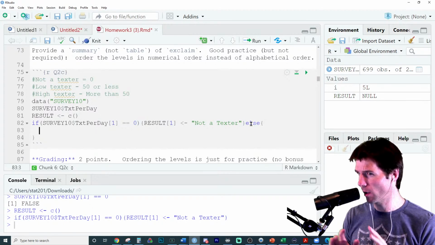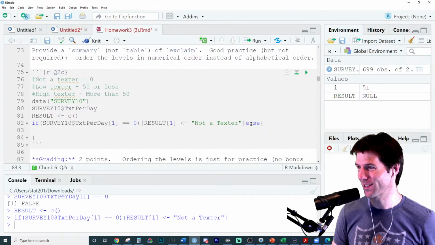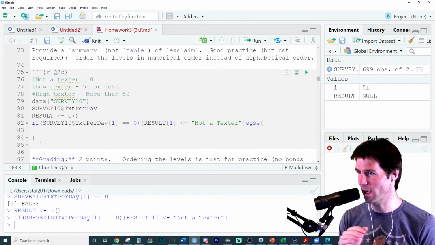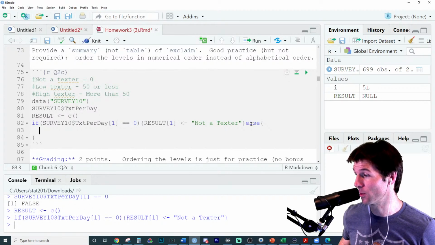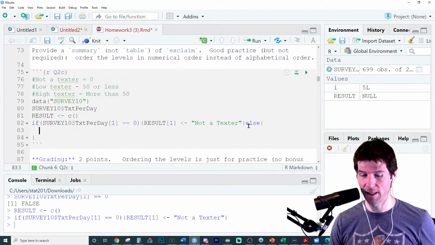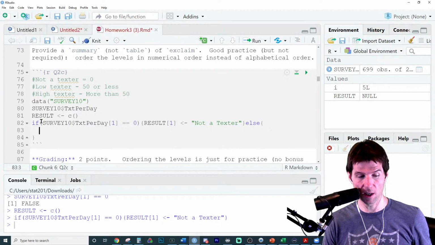I'm going to hit enter right here. Be very careful where you hit your enters, because that can cause a problem. You open it up, and then you hit enter. I made so many mistakes on doing this right here. And exactly, we want people who text 50 or less now.